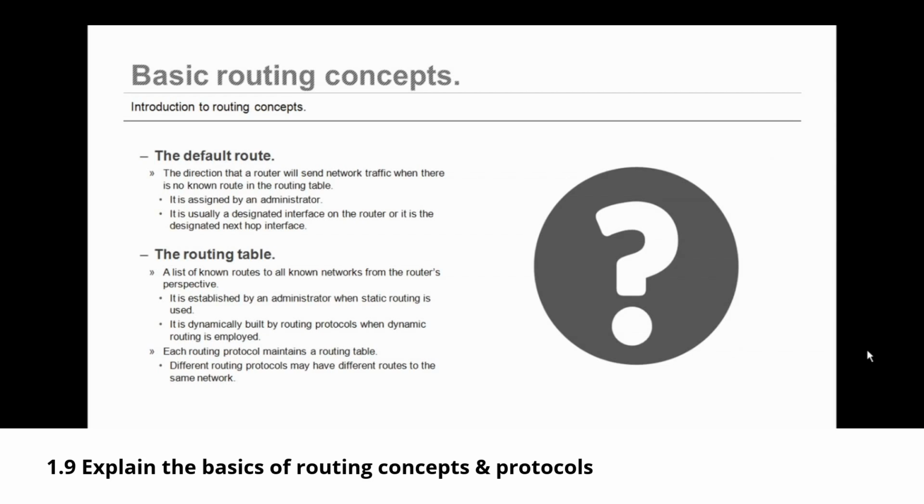The next concept is the default route. The default route is the direction that a router will send network traffic when there is no known route in the routing table. The default route is assigned by an administrator. It is usually a designated interface on the router, or it is the designated next hop interface.